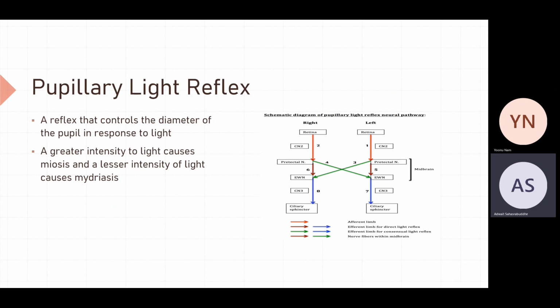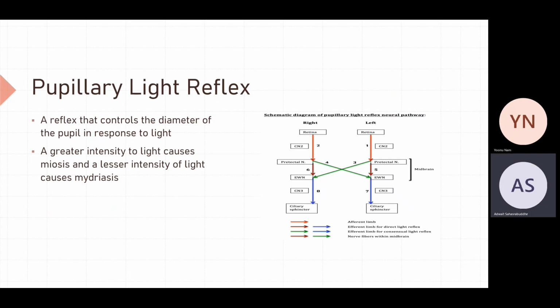The ganglion cells of the retina project fibers through the optic nerve to the ipsilateral pretectal nucleus. The efferent limb is the pupillary motor output from the pretectal nucleus to the ciliary sphincter muscle of the iris.